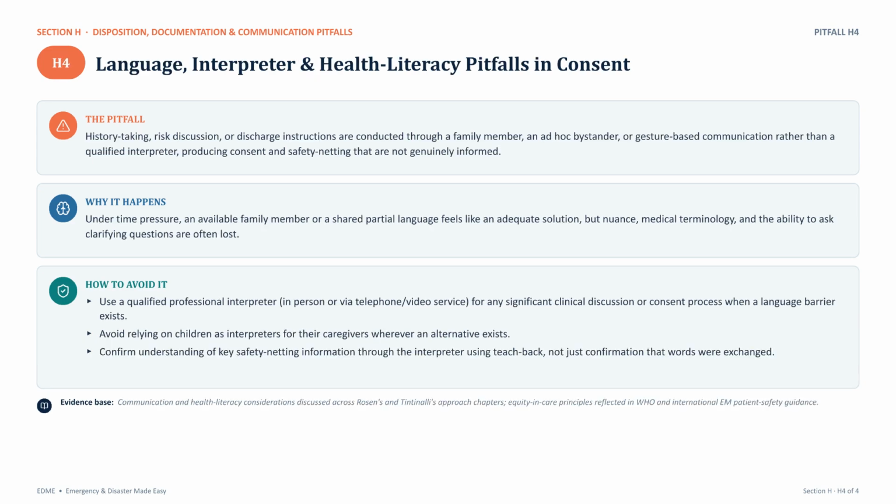Pitfall H4 involves using ad hoc interpreters, such as family members, during consent processes. Nuance and understanding are easily lost. Always use a qualified professional interpreter to ensure the patient is genuinely informed and that safety netting is clearly understood.